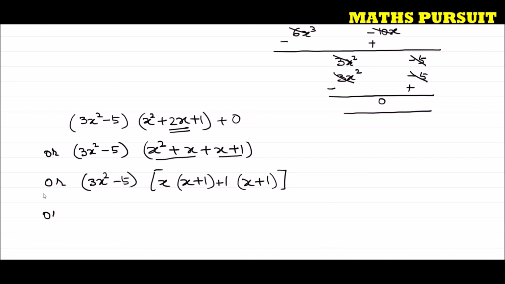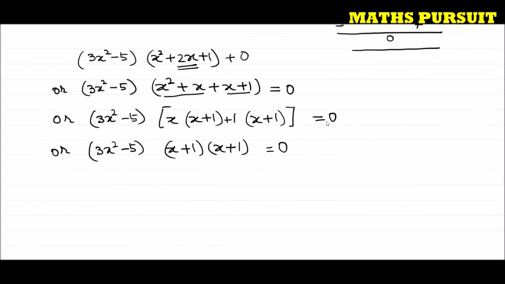or I can write 3x to the power 2 minus 5 into, here we got two factors. One is x plus 1 into x plus 1. So guys, this is what you could see. We got these equations. And now I can even write, we very well know that this is a quadratic polynomial, equal to 0. So what we got is 3x to the power 2 into x plus 1 into x plus 1.